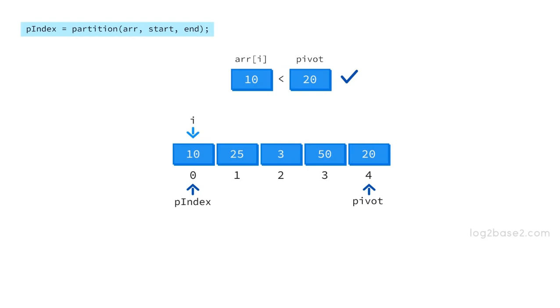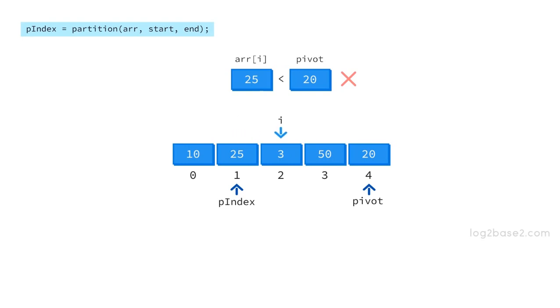After this swap, we need to increment the value of p-index. So move p-index to next position. Now do the same process with the next element. So increment I. Now compare 25 less than 20. The condition is false, so no need of swap. If there is no swap, we should not increment the value of p-index, so there is no change in p-index. Just continue the same process with the next element.